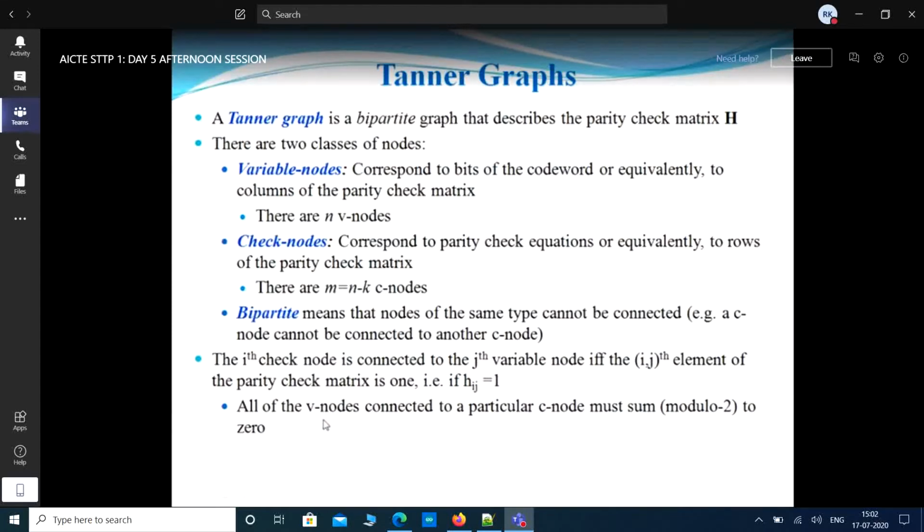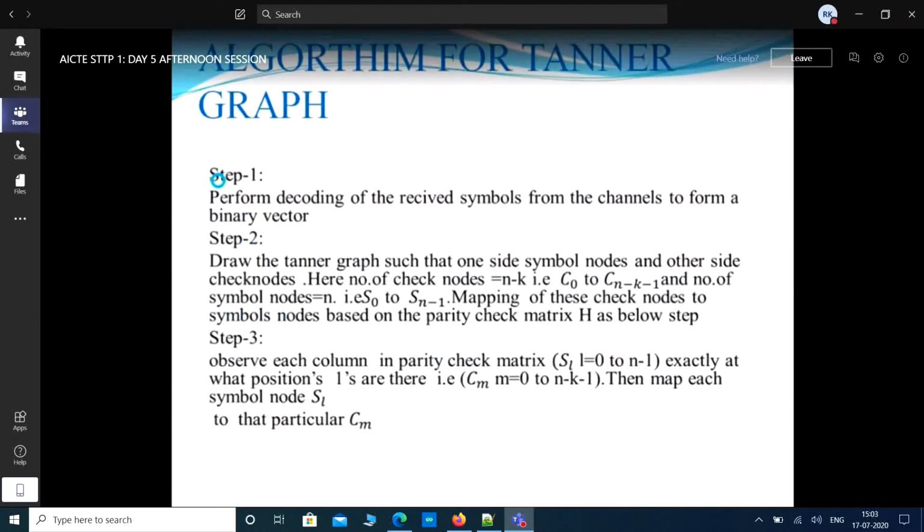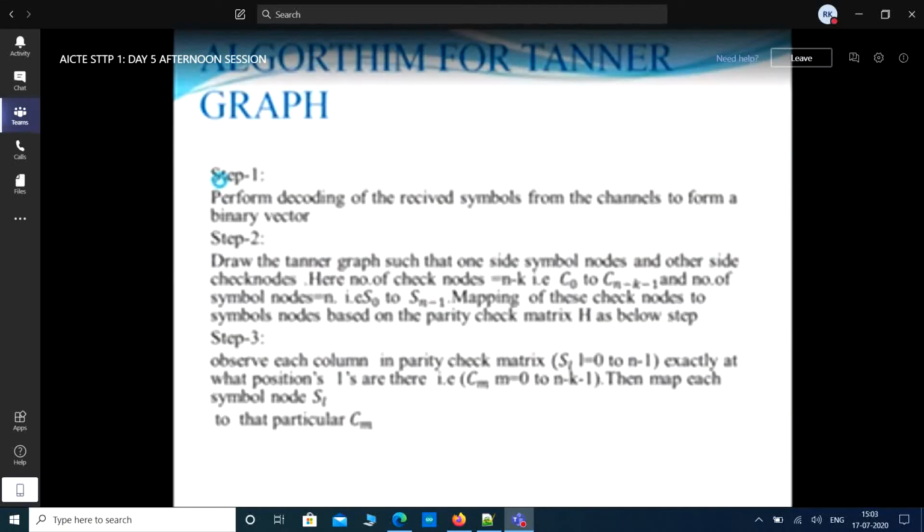All of the variable nodes connected to a particular check node must sum modulo 2 to 0. I will explain that point. The Tanner graph is one of the decoding algorithms, because this is an iterative decoding algorithm. From the graphical representation, this algorithm is easy to understand. So first I will give you the procedural steps.